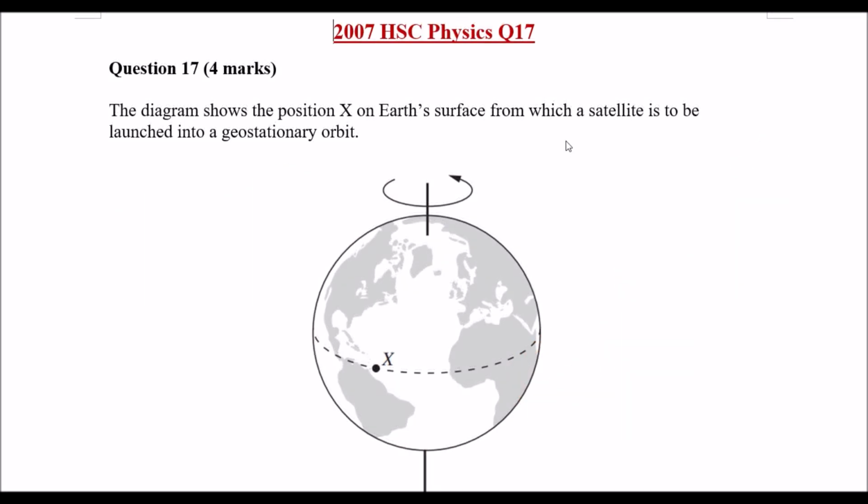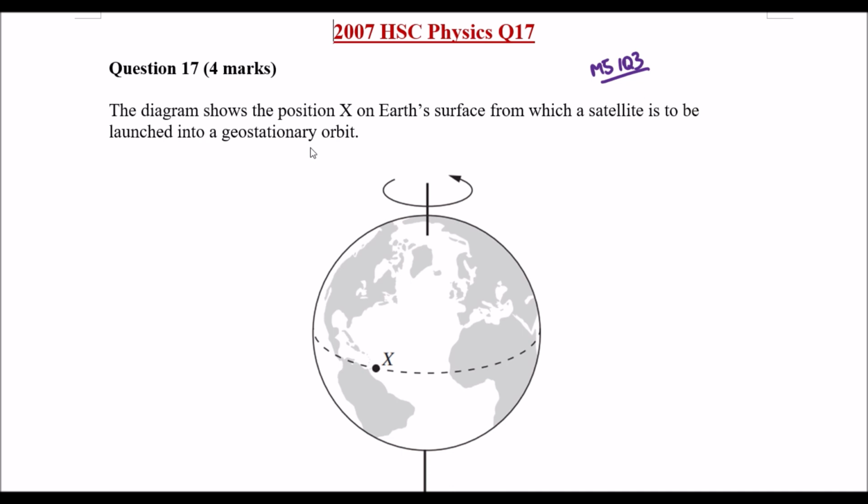Today we'll be looking at a physics past paper question, covering Module 5 of Inquiry Question 3. In this problem, we're going to be looking at how objects are launched into space and at what height they are orbiting around a given planet, in this case, Earth. So, question 17, it says the diagram shows the position X on Earth's surface from which a satellite is to be launched into a geostationary orbit.